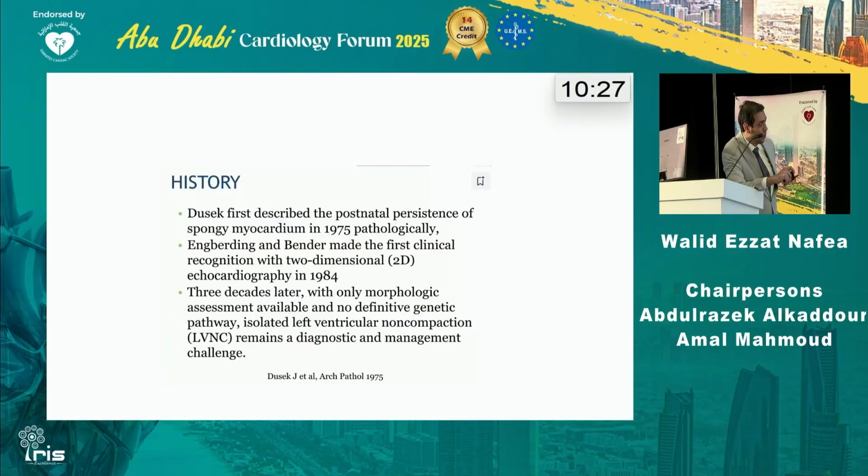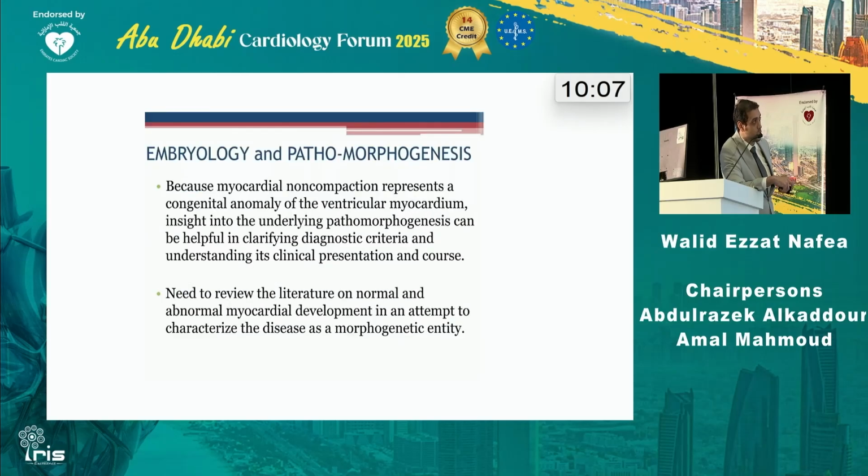It started very early, in 75 by Dr. Duke, who first described it by the 2D modality in 84. And after a decade or 3 decades, it became a little bit more applicable with MRI, but there was no definite genetic testing at this time for the disease.